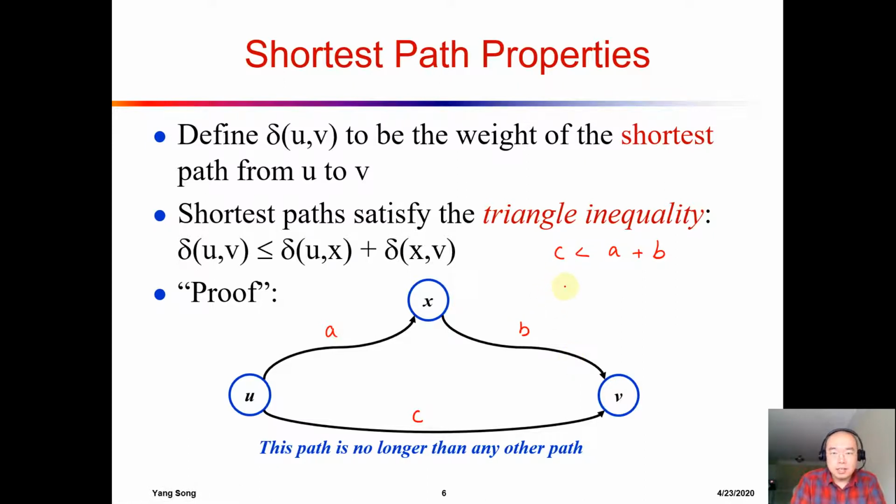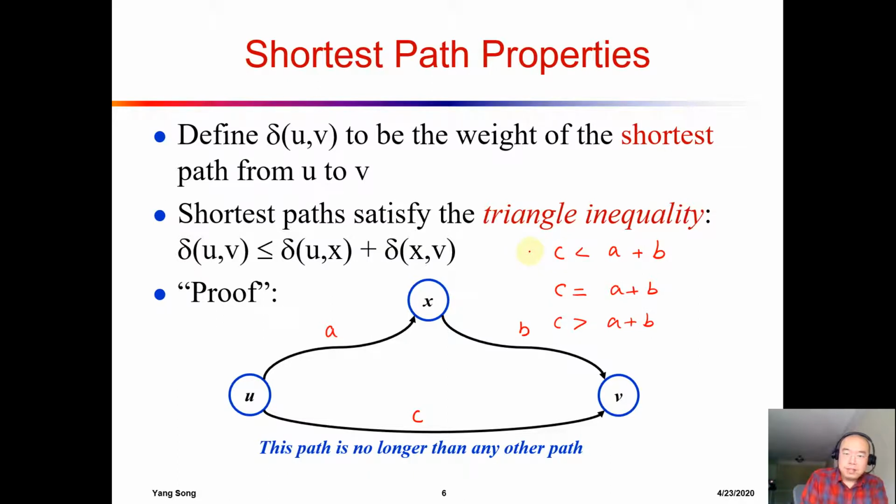Or another case, how about C equals A plus B? If C equals A plus B, then it doesn't matter, right? We can do U to X and X to V, or we can do U to V directly, and they're the same thing. And how about C is greater than A plus B? Is that possible? Yes. If C is greater than A plus B, then we will definitely take the path U to X and X to V, right?